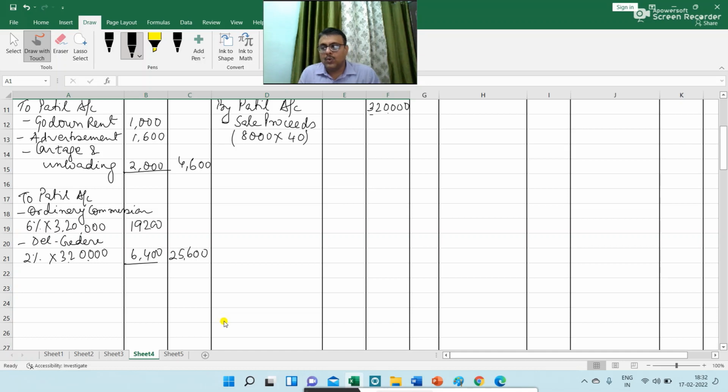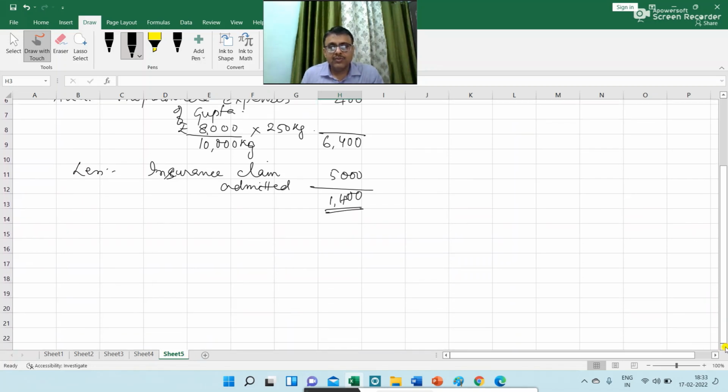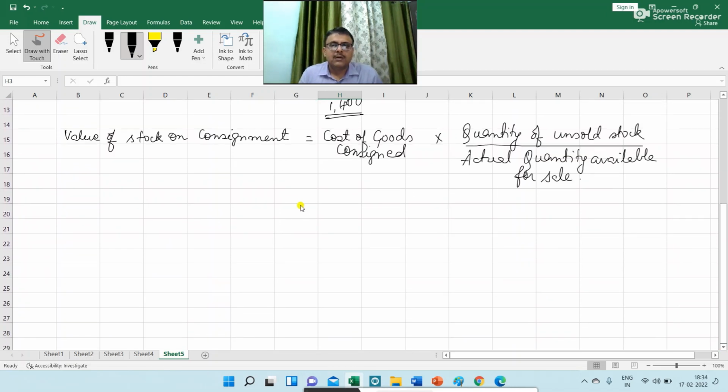Now we will calculate the valuation of closing stock which was lying with Mr. Patil. So there was a normal loss which is 150 kg, which is given in your question that 150 kg of oil had been lost at the time of unloading and which was treated as normal loss. So let me show you how to value this closing stock which is lying with Mr. Patil. Here I have written the value of stock on consignment.